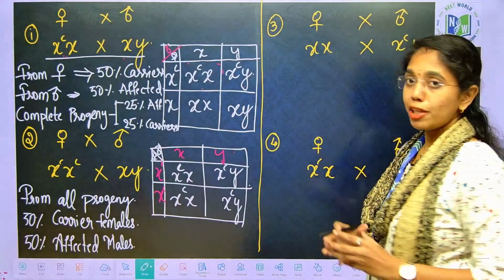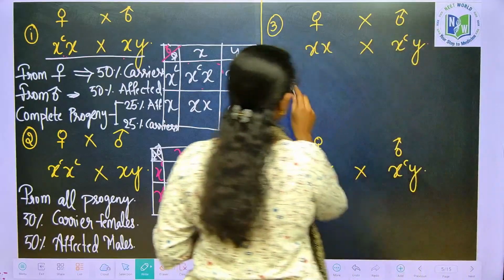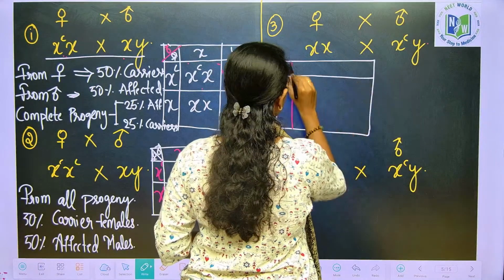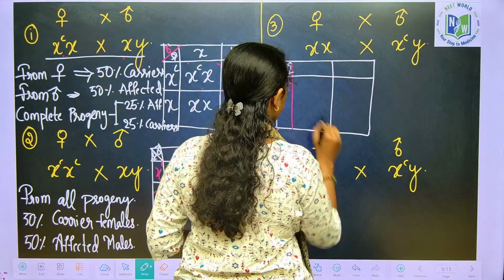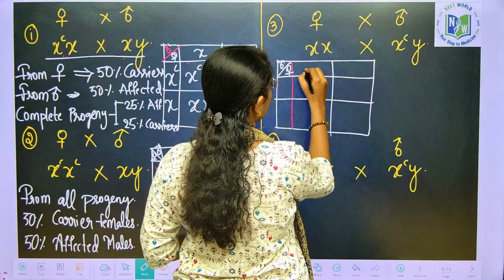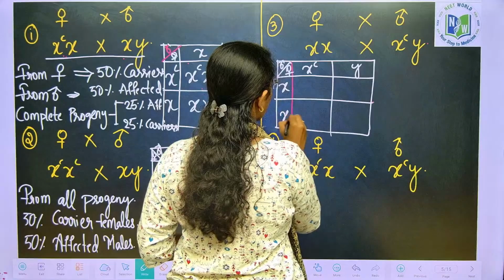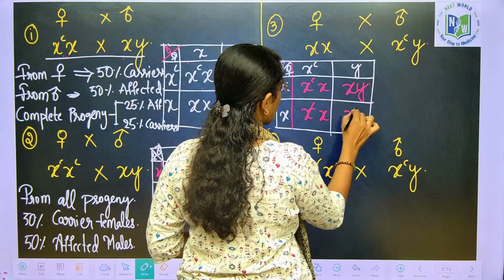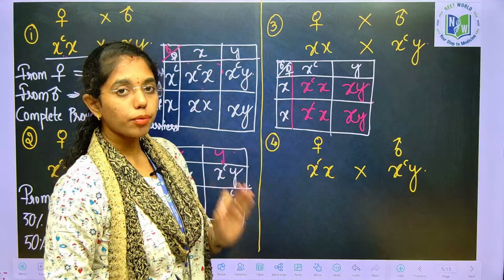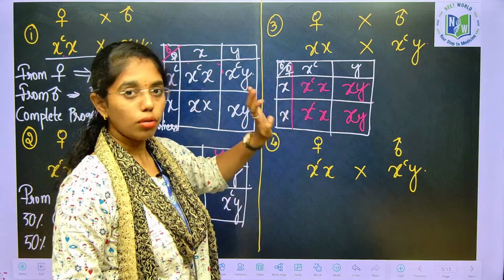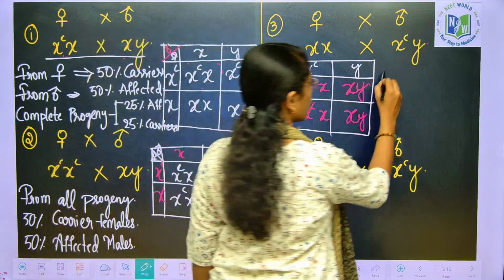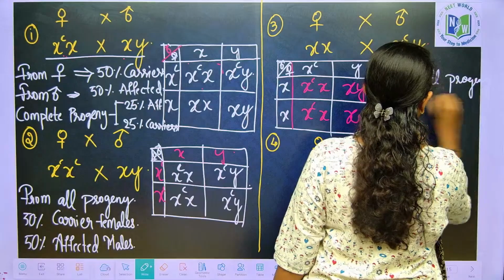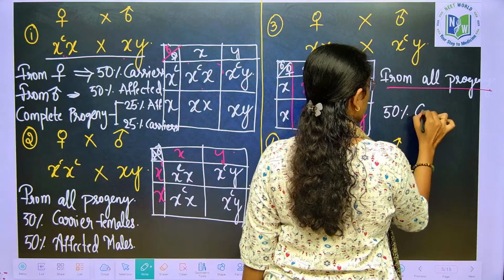Here you see a normal female with an affected male, and if you draw a checkerboard and look at all the allelic combinations in the offspring, the male you can see is affected, females are normal. So, you have XCX, XY, XCX, XY. So, from the entire progeny, affected progeny are 0 and affected females are 0, and 50% of them are carriers. From all progeny, 50% carriers.